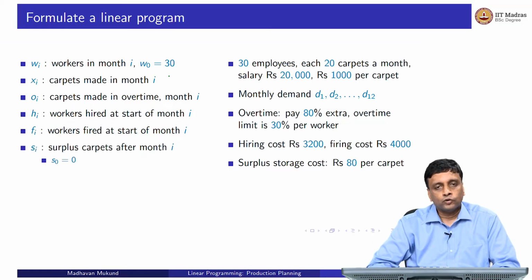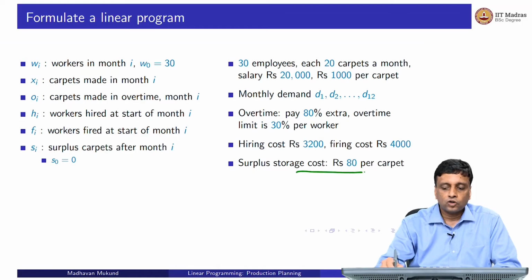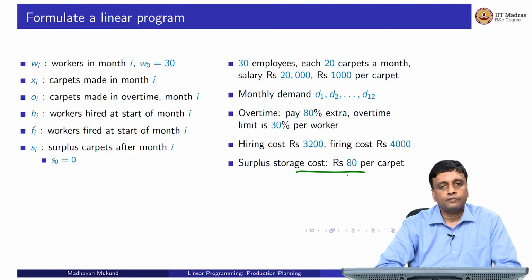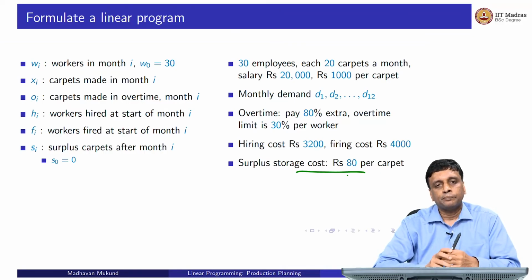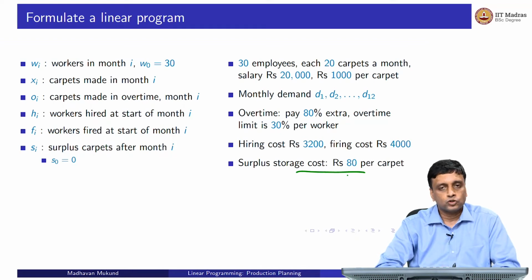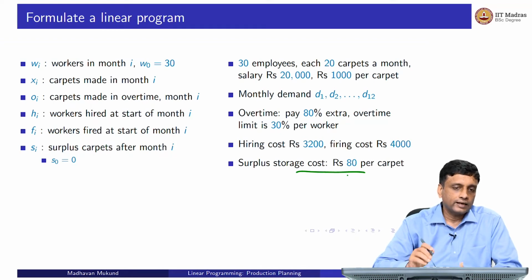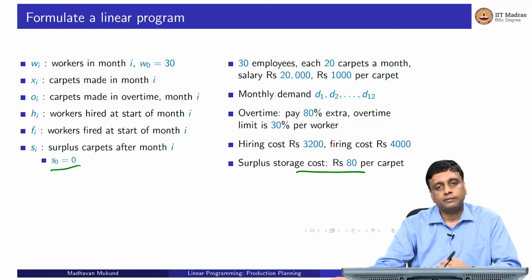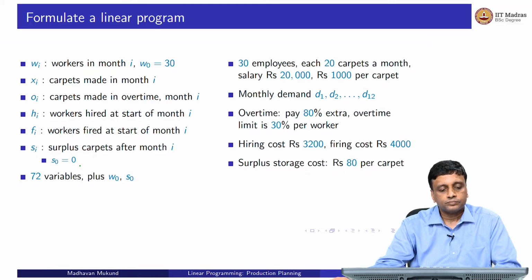And finally, in order to keep track of this storage cost, right, we need to know what surplus we are carrying. I mean, how much of production we have done which we have not yet sold. So that is the surplus carpets after month I. And if I have a surplus carpet from month I, then in the next month it is going to be costing me 80 rupees to store it, right. And of course, I start the year with no inventory, so I can assume that S0 at the beginning of January, that is the end of the previous month, was 0.